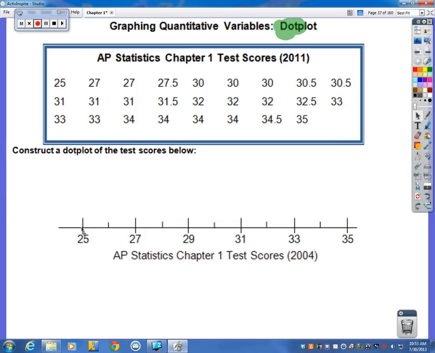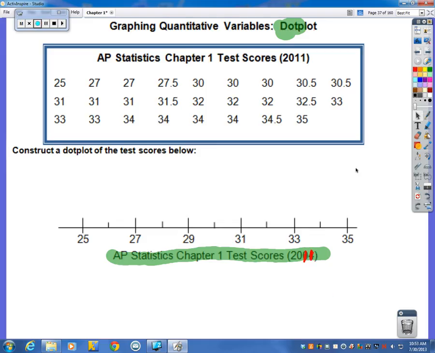You could say, well, really, my lowest is 25, so why would I show 0 to 24? There's nothing there. Just forget about it. We don't need it. We need a nice label here to say what these numbers represent. And I have flubbed once again. This should say 2011, not 2004.